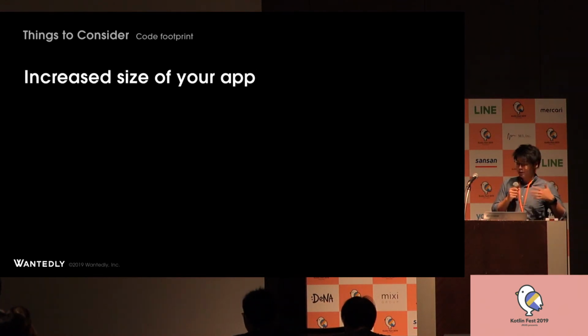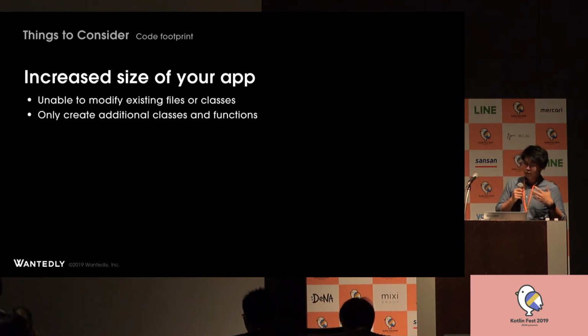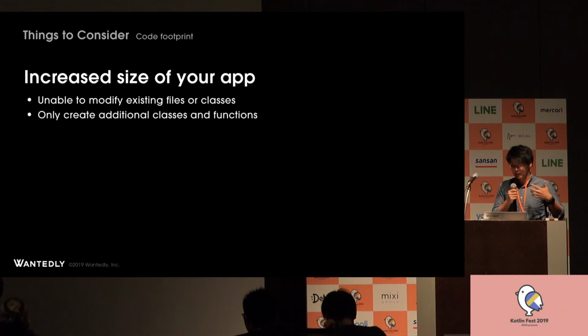Another important thing to consider is that an annotation processor cannot be used to modify an existing file or class. It can only be used to create additional classes to be used inside our applications. And depending on how much code we generate during this process, you can add additional code footprint and increase the overall size of your app.